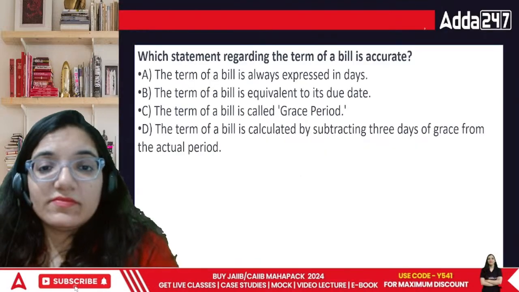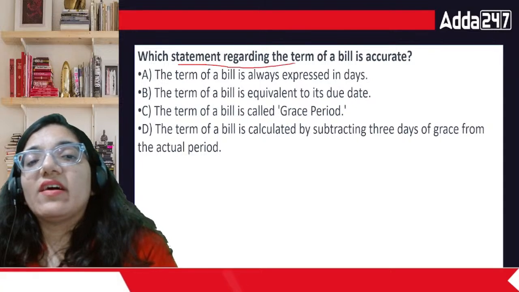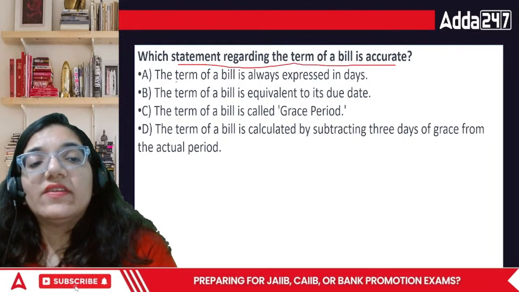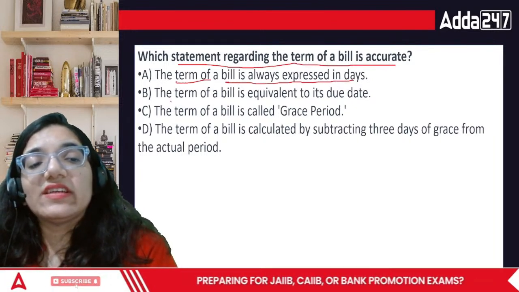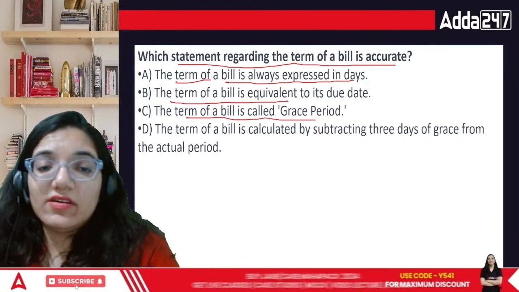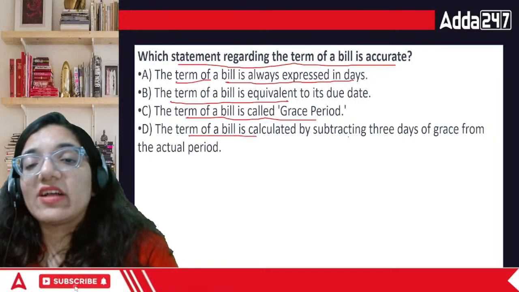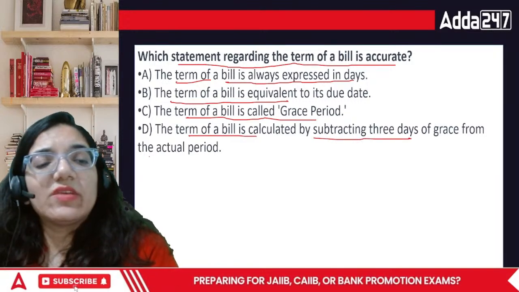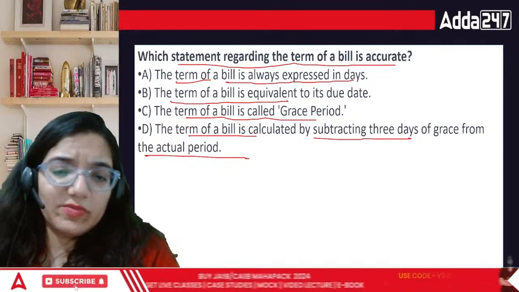Which statement regarding the term of a bill is accurate? The term of bill is always expressed in days. The term of bill is equivalent to its date. The term of bill is called grace period. The term of a bill is calculated by subtracting 3 days of grace from the actual period.